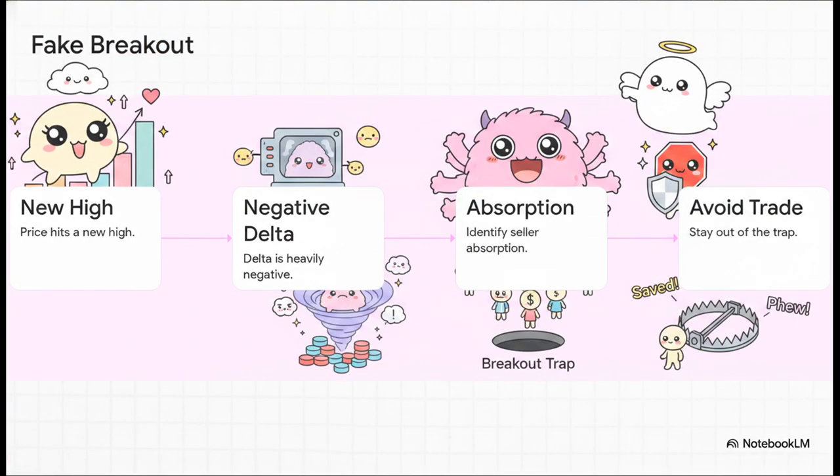Now let's contrast that exact setup with a trap. Imagine the price hits an exciting new high. It looks like a classic breakout scenario, right? Amateurs are going to rush in to buy. But Step 2, you look at your X-ray machine and you notice the delta is heavily negative, even with all that high volume. Step 3, you realize this is seller absorption. The sellers are totally taking control and just dumping on those eager breakout buyers. So Step 4, you just avoid the trade. By seeing the real-time order flow, you literally just saved yourself from a fake breakout that definitely would have stopped you out.